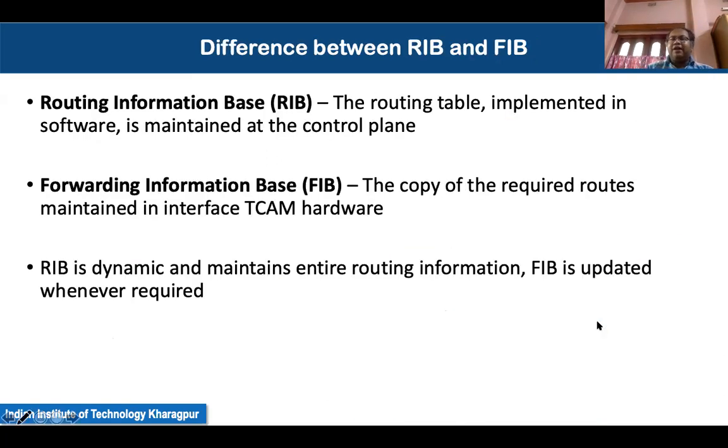Now, the broad difference between the routing information base and the forwarding information base is as follows. The routing information base is actually your original routing table that was built up by the routing protocol. So it is implemented in software and is maintained at the control plane. And the forwarding information base is the copy of the required routes maintained in the interface TCAM hardware. So here is the main difference that I was mentioning.